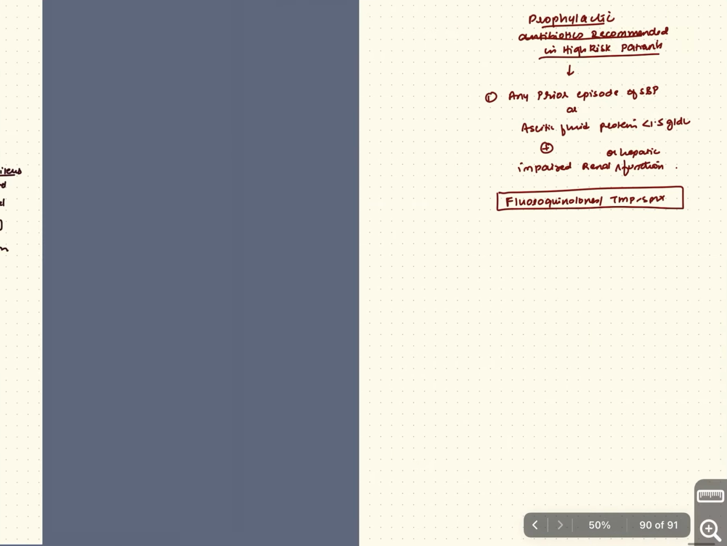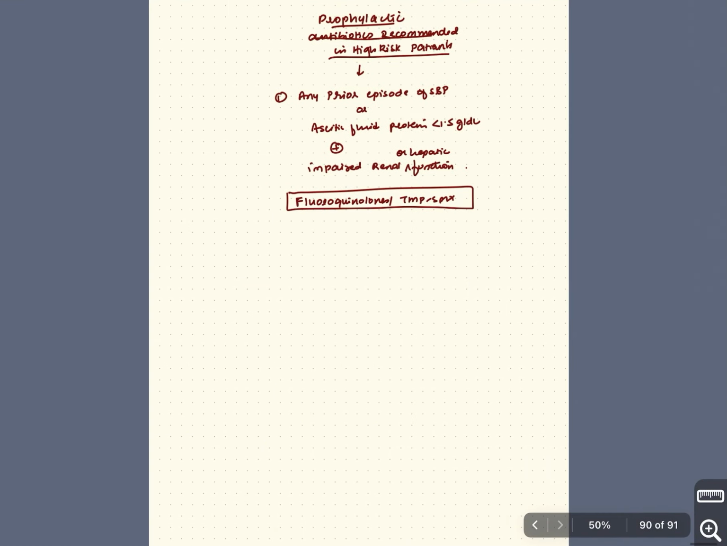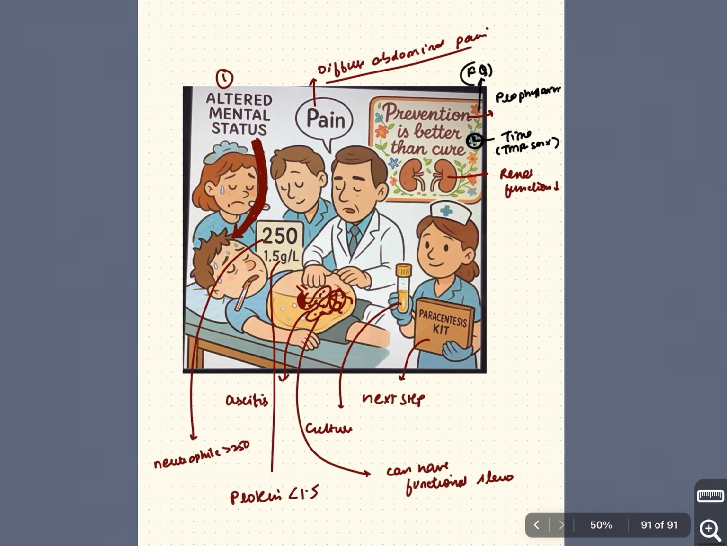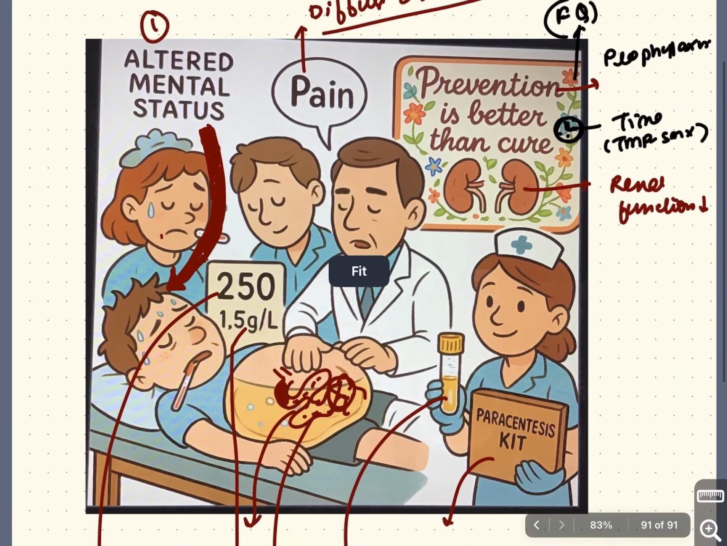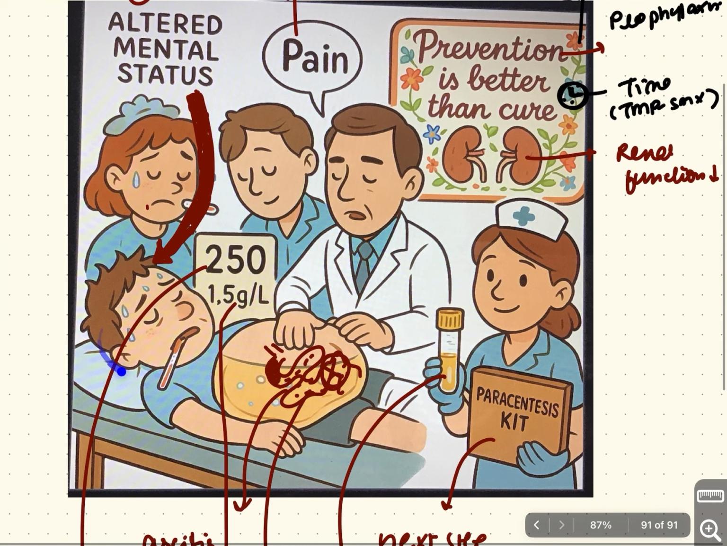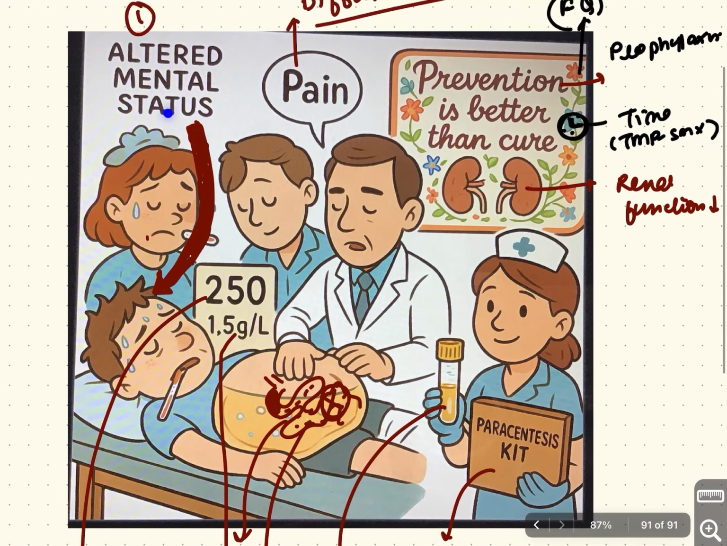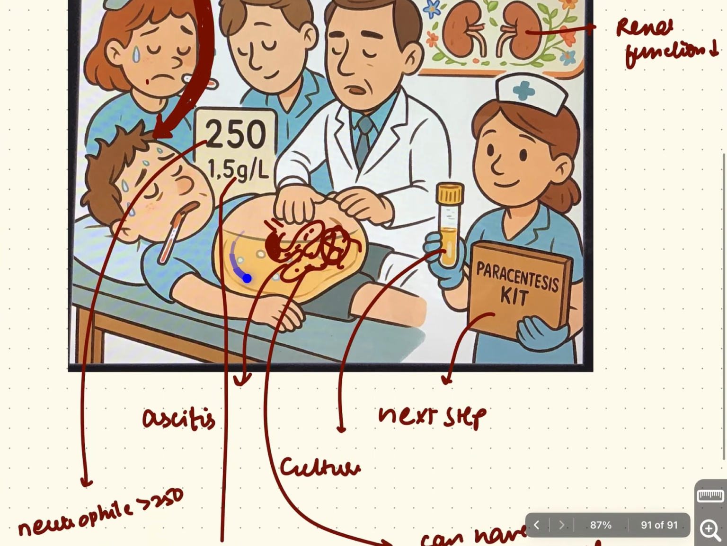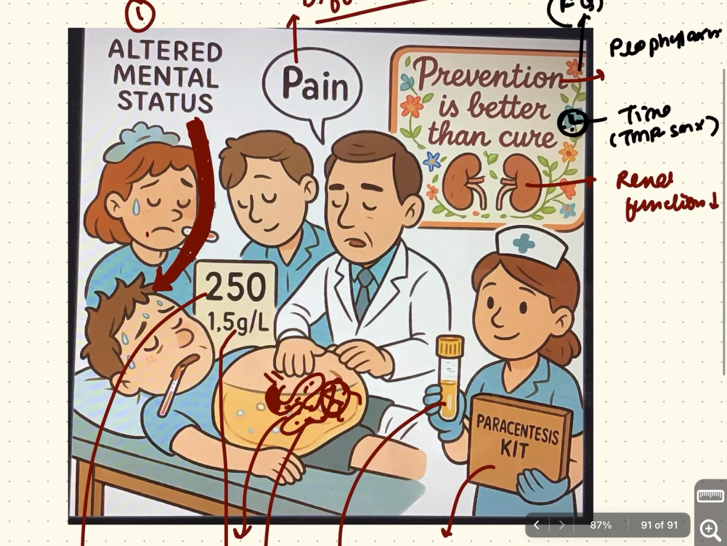All of this I've summed up in a small mnemonic. I hope this helps. So this is the mnemonic right here. We can see there is a patient who is coming, and you can clearly see that he has fever, and he is not looking like he's in a good mental state, so he has altered mental state as well. He has fever, and you can see he has ascites as well. So you're the doctor, you're checking, and he's saying he has pain.